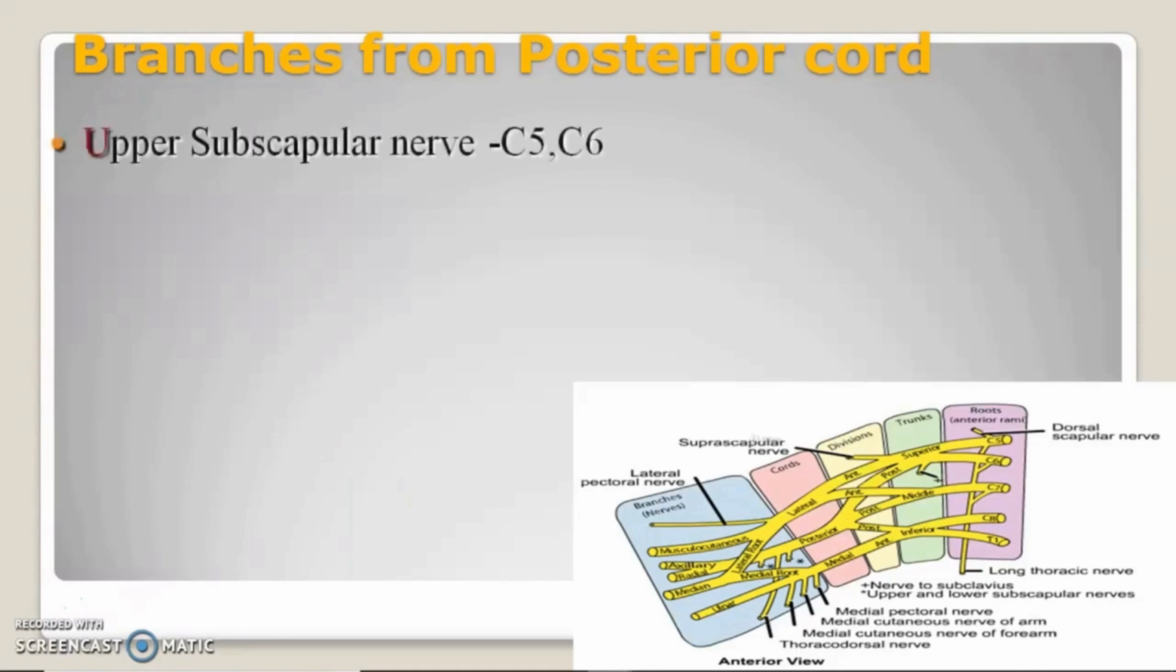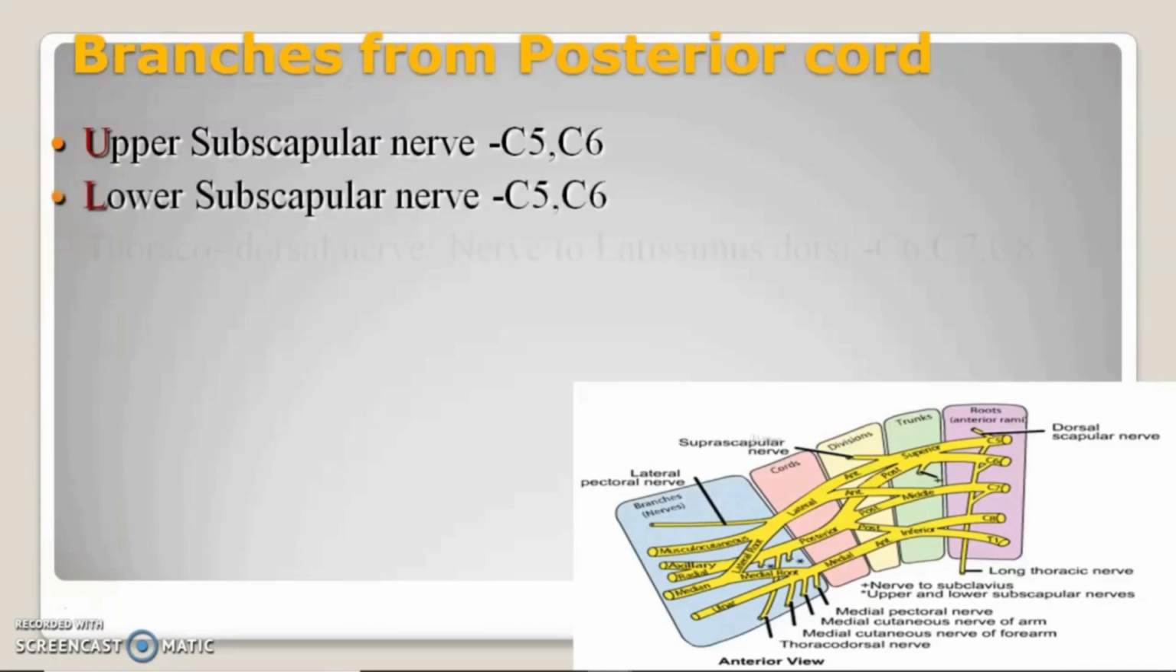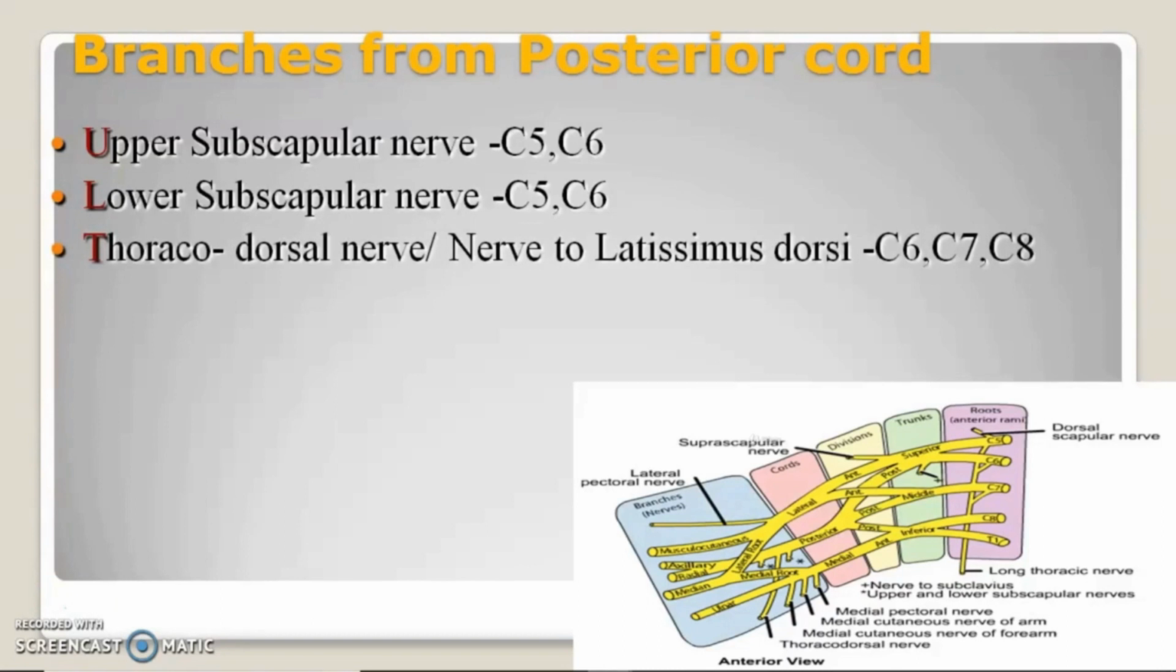First one, ULTRA. U for upper subscapular nerve, which carries C5 and C6 nerve fibers, and then L for lower subscapular nerve, again carrying C5 and C6. Then we have thoracodorsal nerve, otherwise known as nerve to latissimus dorsi, which carries C6, C7 and C8 nerve fibers.